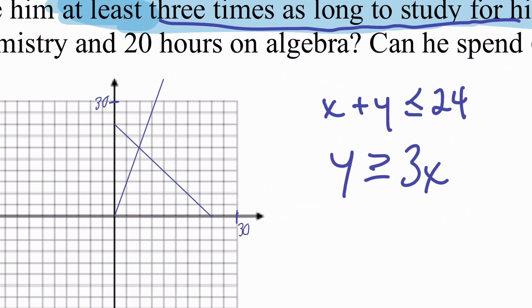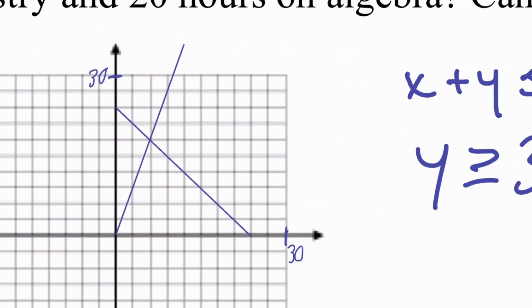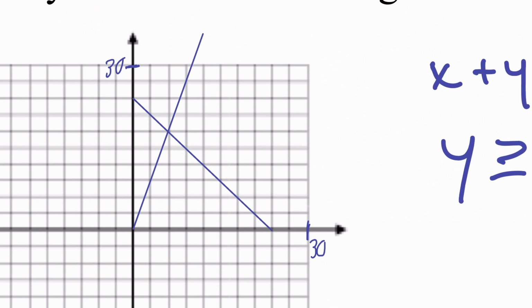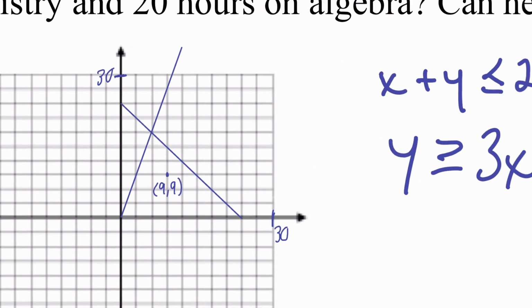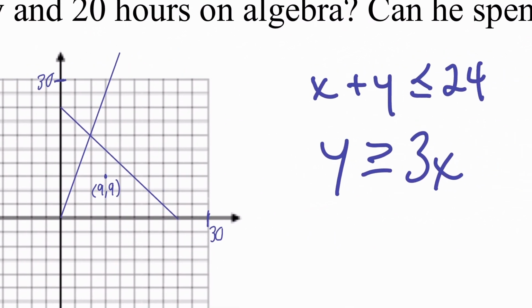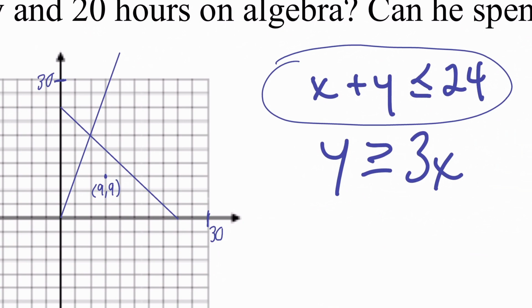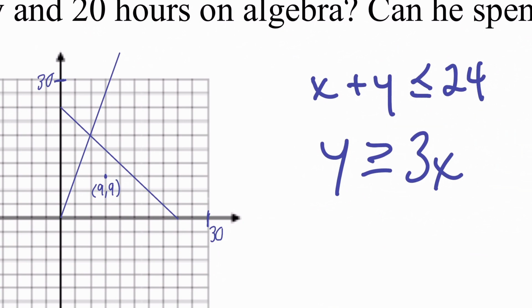Okay. And we need y to be greater than or equal to that. So the origin won't work because the origin is on the line, so that won't tell us anything. But what about 3, 3? Well, actually, this is 9, 9, right? Because of the scale. These go by threes. So if I plug in 9, 9, well, 9, 9 does solve this one, right? 9 plus 9 is 18, which is less than 24, so that works.